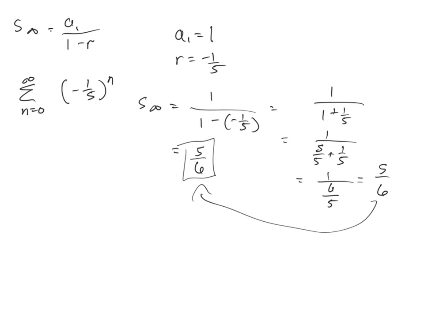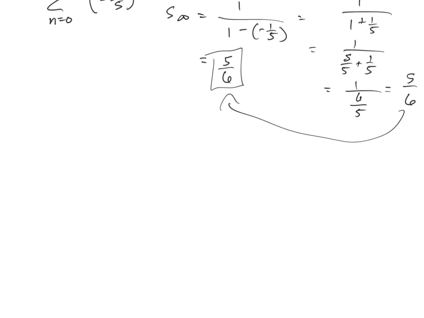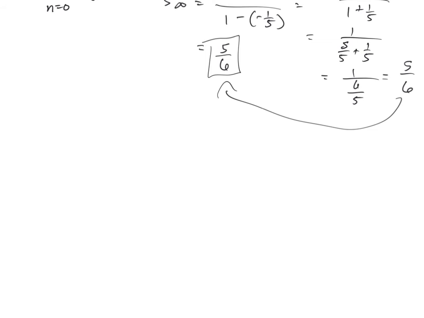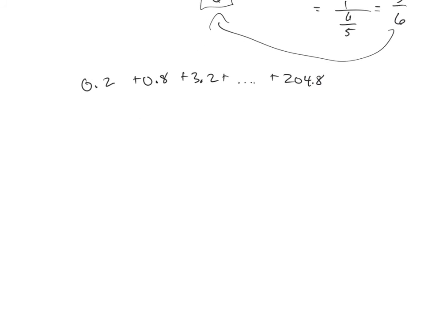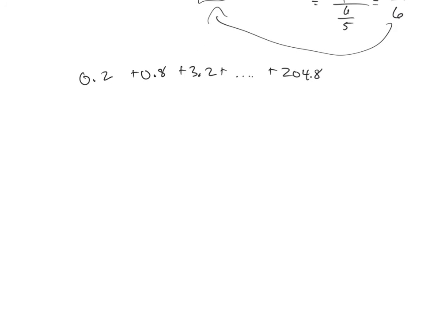Another quick thing within the assignment, when it says use the summation notation to write the sum. So let's say they gave us 0.2 plus 0.8 plus 3.2 plus dot dot dot plus 204.8. They don't actually want us to find the sum or write the sum. They just want us to write out the geometric series.